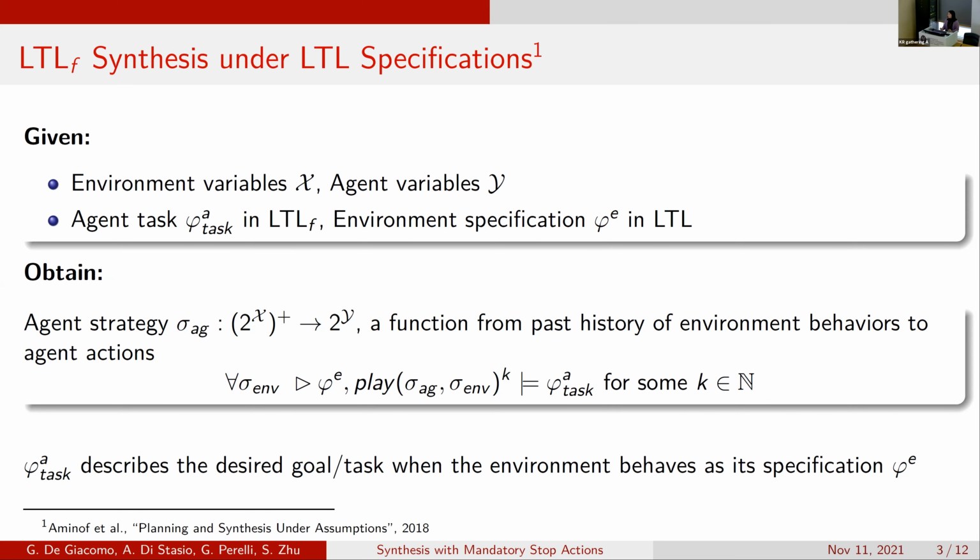But the environment specification is given in LTL. The goal for solving this problem is to obtain an agent strategy, which is a function that reads any past history of the environment behaviors and returns a proper agent action, such that for all of the environment strategies that enforce the environment specification, on the combined play we can find a finite prefix that satisfies the agent task. So intuitively, the agent task describes the desired goal or task when the environment behaves as its specification.